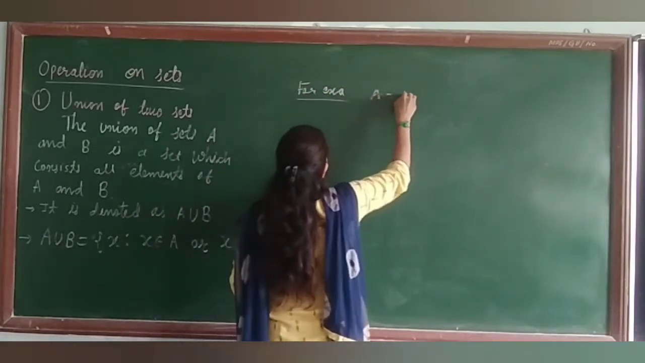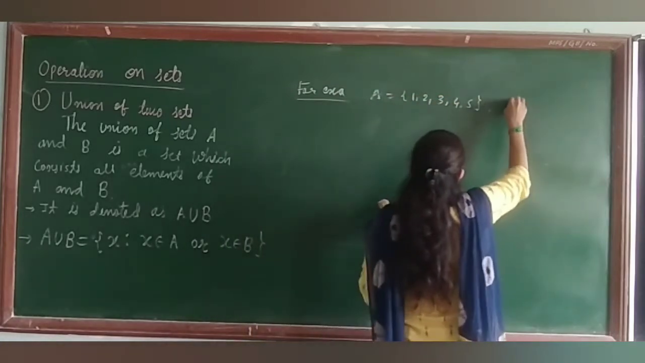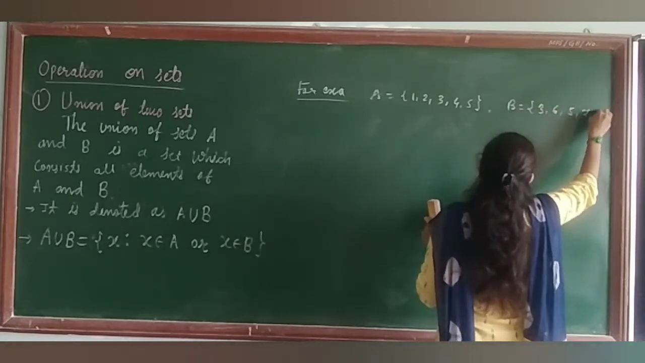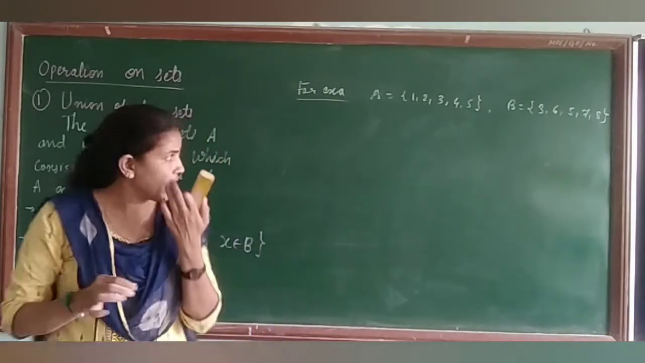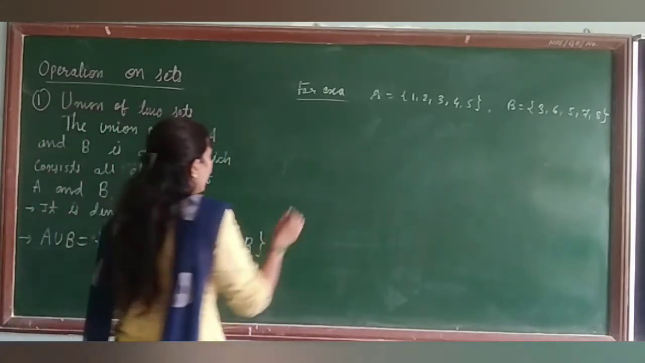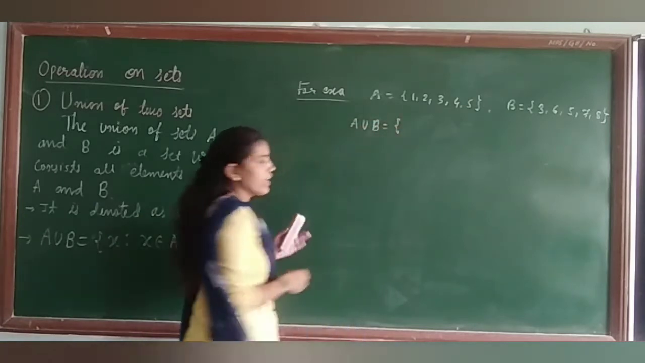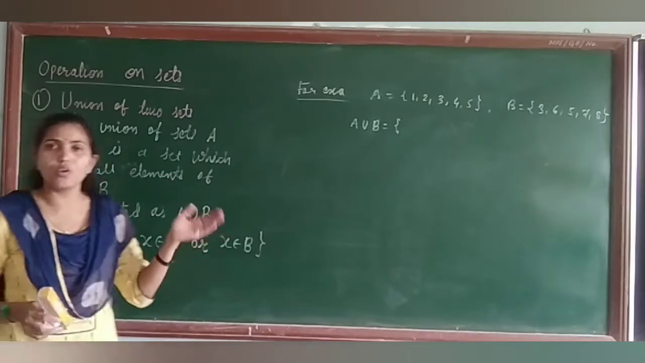For example, if I write down here A is equals to 1, 2, 3, 4, 5. B is equals to 3, 6, 5, 7, 8. Okay, 3, 5, 6, 7 and 8. These are the elements of B. And now I want to write down A union B. So A union B means all these elements X which are in A or in B.